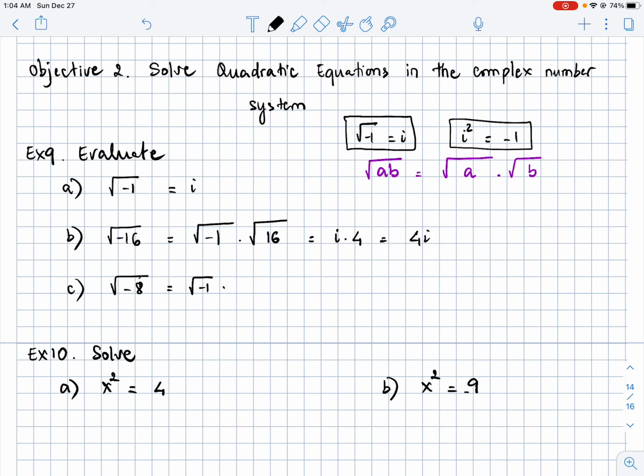Similarly, we will separate the -1 and the positive 8. Square root of -1 is i, and square root of 8, we continue to simplify. The 8 is 4 and 2. We separate the 4 and the 2, so we get square root of 4 and square root of 2. And then square root of 4 is 2, so we got 2i square root of 2.